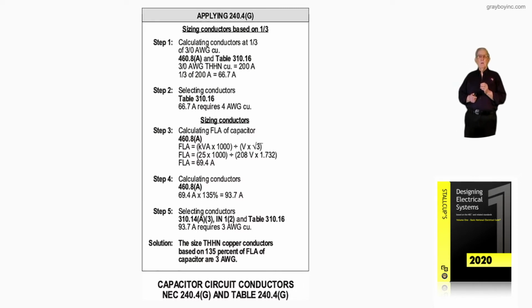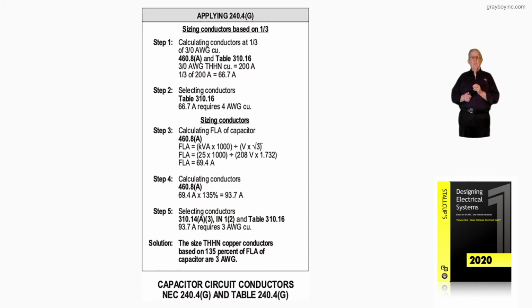Now, step one, we are calculating conductors at 1/3 rating. We are looking at the requirements of 460.8(A) as well as Table 310.16. A 3/0 conductor, THHN copper, is 200 amps. That's supplying the controller and motor. So 1/3 of 200 is 66.7.